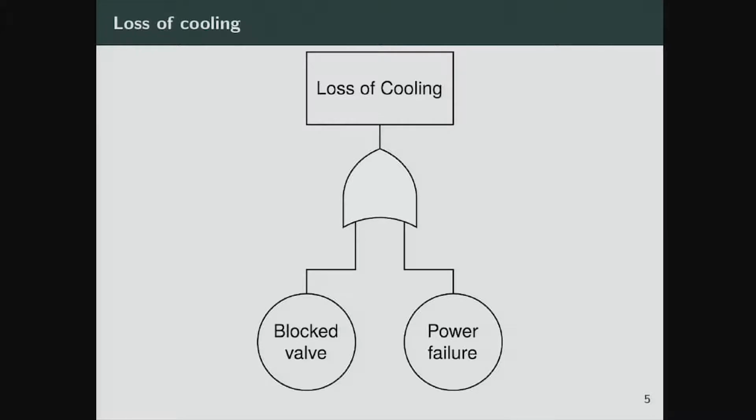You'll notice that we've got a Boolean OR gate at the top there. It's combining the two, and it's saying that we'll lose cooling if one of these two things happens. Okay? So in the event that a valve is blocked, the reactor loses cooling. In the event of a power failure, the reactor loses cooling.